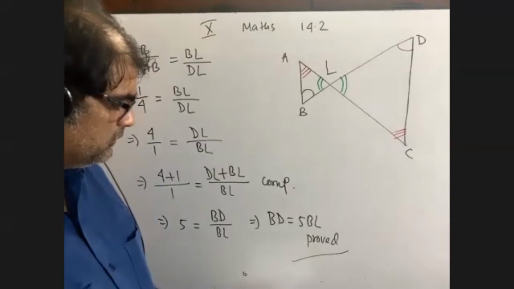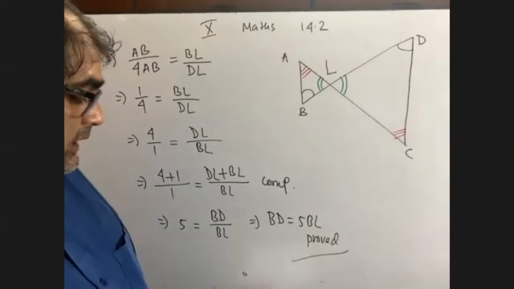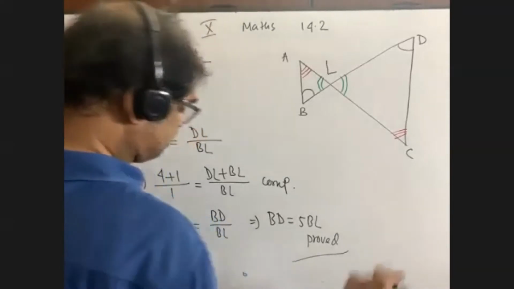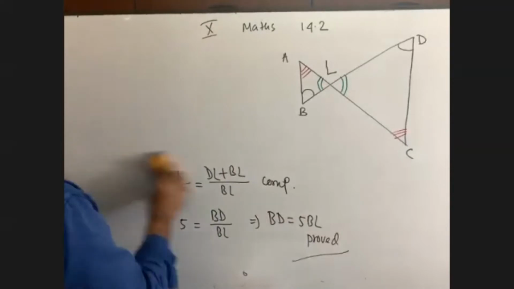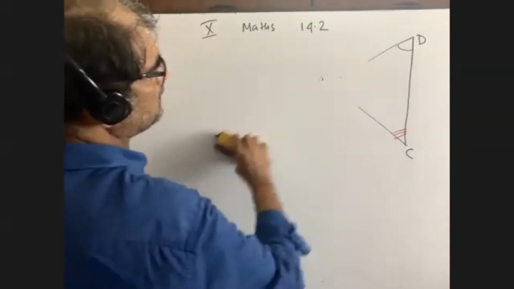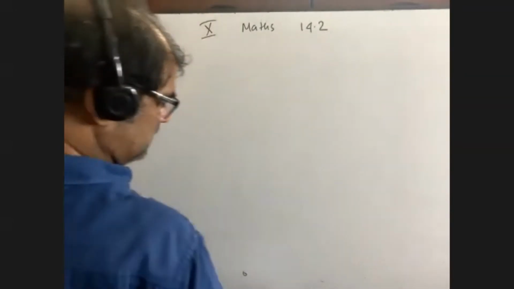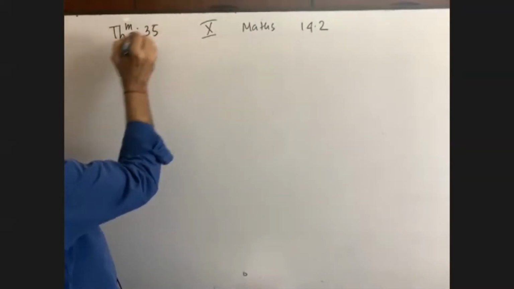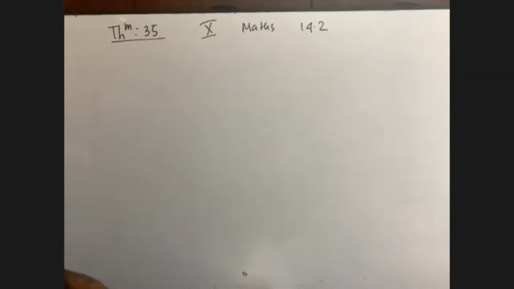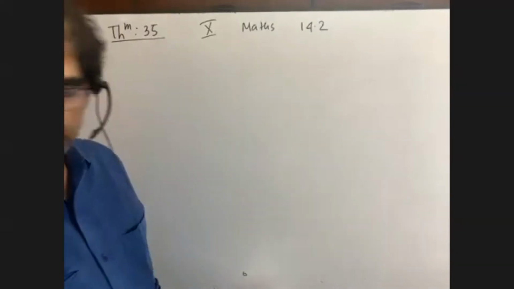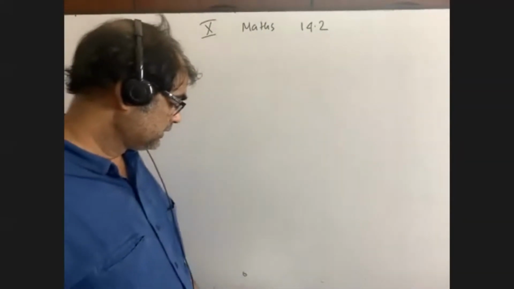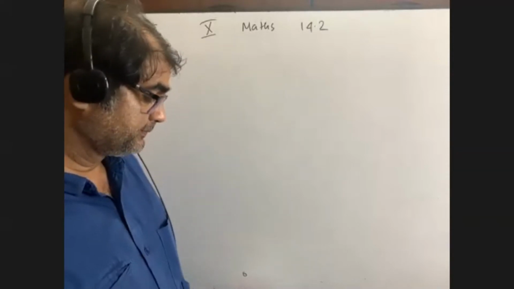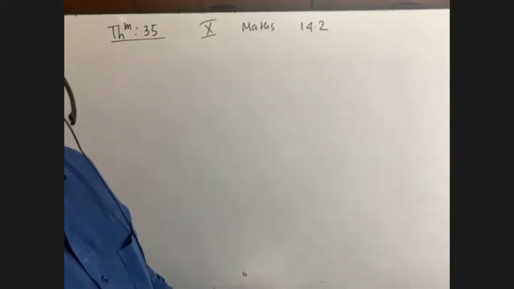Now I am going to prove theorem number 35. That is really very, very important for you. Can you read theorem number 35, important theorem? The ratio of the areas of two similar triangles is equal to the ratio of squares on any two matching sides. Read the theorem at first.